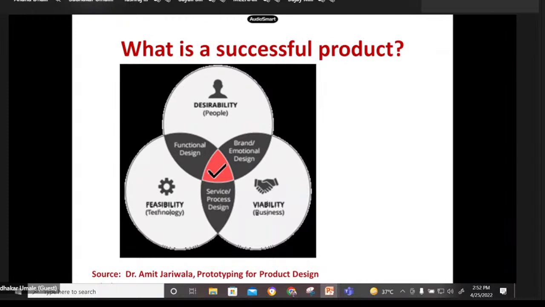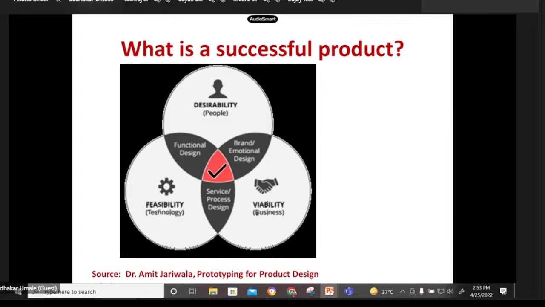How do you say that a product is very successful? I am asking this question to you. What is a successful product? So there are three parameters: desirability, feasibility, viability. So for feasibility, we require the technology. For desirability, we require the people. For viability, we require the business. Means technology, people and business are very important for the product.